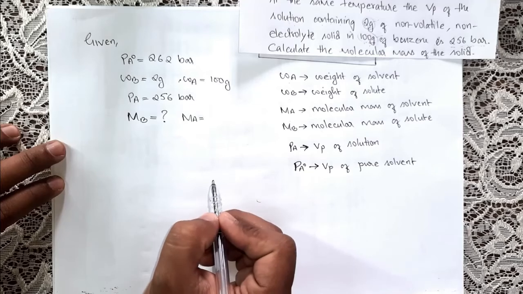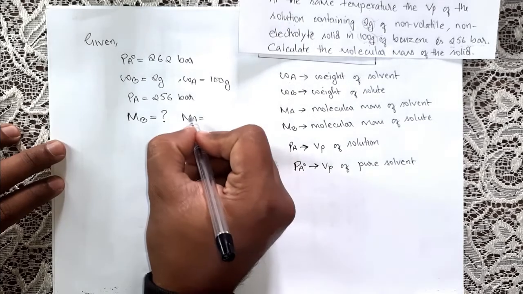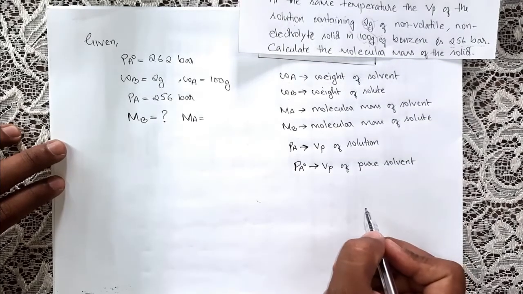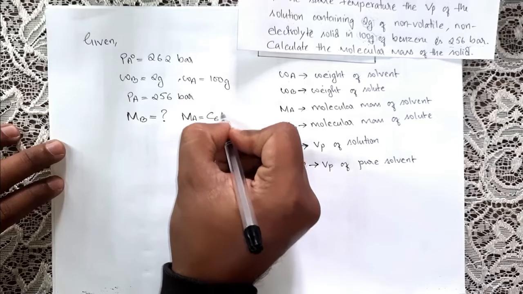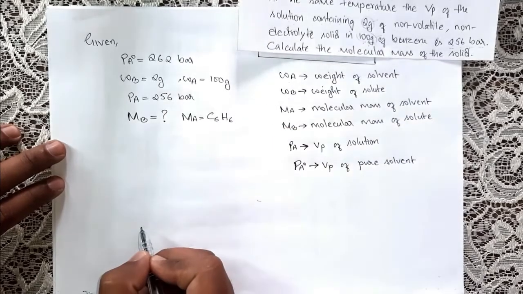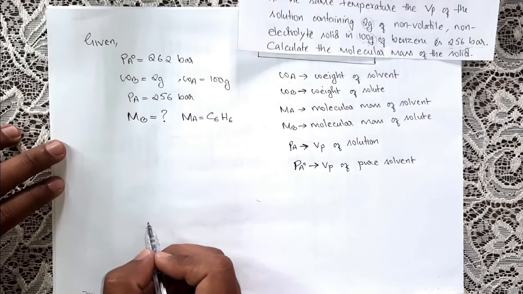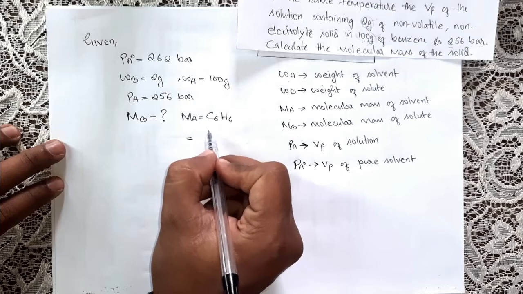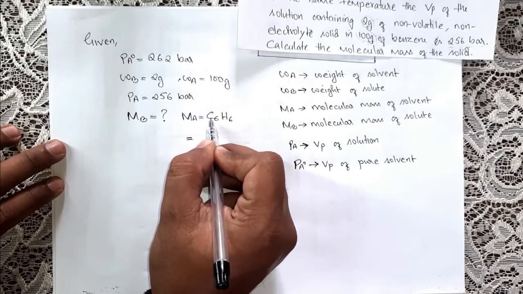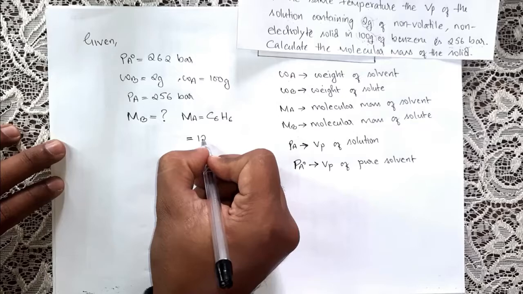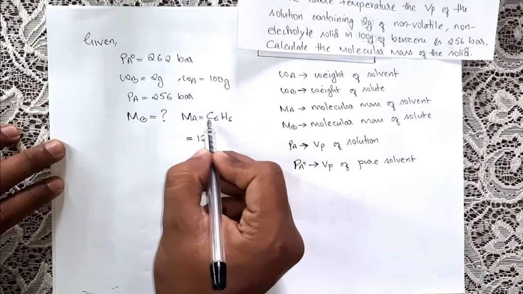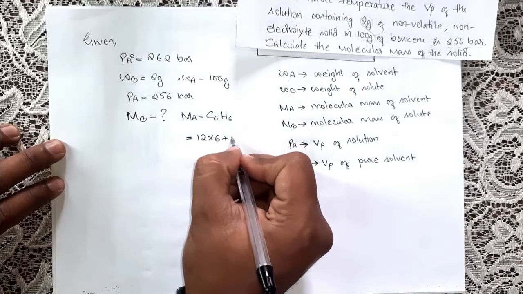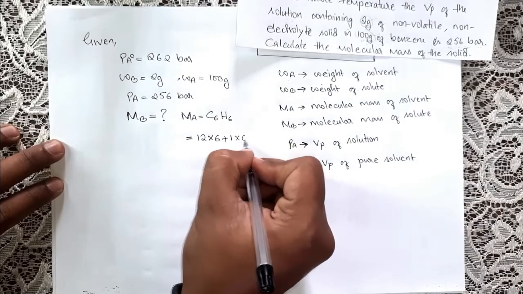Since what is the solvent out here? The solvent is benzene. So what is the molecular formula of a benzene? C6H6. So this is the molecular formula of a benzene. So now we will calculate the molecular mass. So what is the atomic mass of a carbon? Atomic mass of carbon is 12 multiplied by, since there is 6 carbons, so I'll multiply with 12 plus atomic mass of hydrogen is 1 multiplied with 6.